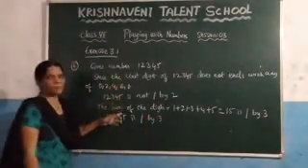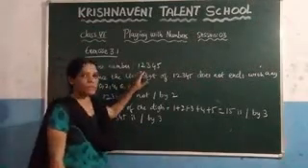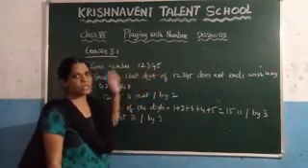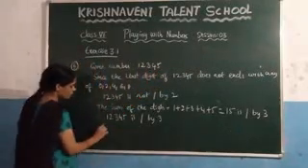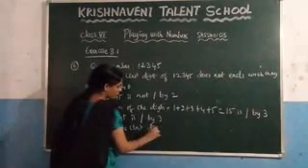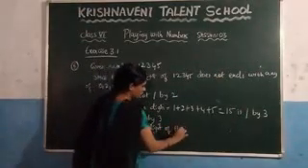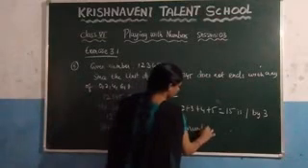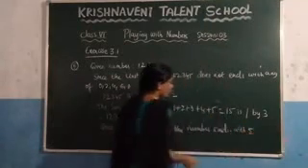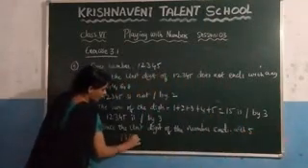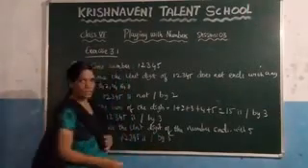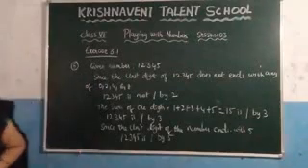Next, we need to check whether this number is divisible by 5 or not. What does the divisibility rule for 5 say? If the unit digit of the number ends with 0 or 5, you can say that the number is divisible by 5. So write it here. Since the unit digit of the number ends with 5, we can say that the given number 12,345 is divisible by 5.